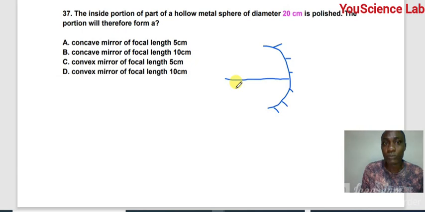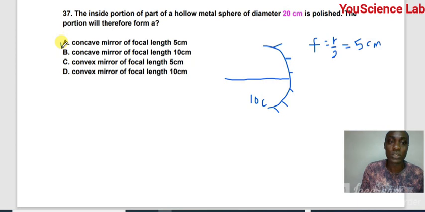Okay. So if the diameter is 20 cm, it therefore means that the radius of curvature will be 10 cm, and you know that the focal length is equal to the radius of curvature divided by 2. So 10 divided by 2 is equal to 5. So the focal length is 5 cm, and since the inside is polished, the outside is silvered, so it's a concave mirror of focal length 5 cm. So the correct option is option A.